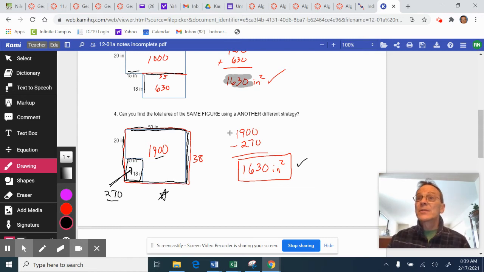On the homework tonight, there is at least one problem that would be made way, way easier if you are thinking about subtracting as a strategy.